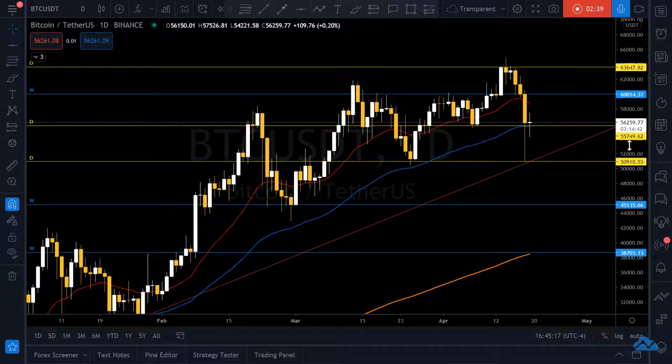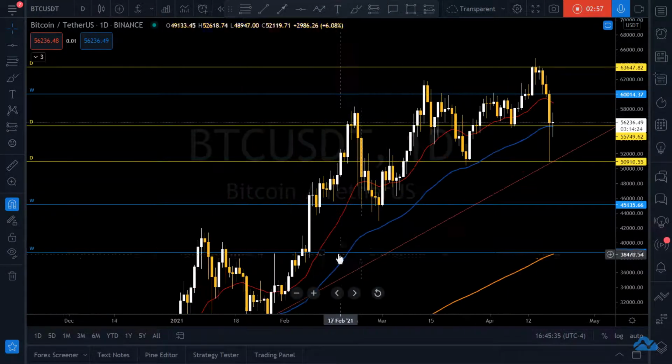Right here at 55,749. See how many times price interacted here, closed and opened there. And one more at 50,910 here, here, here. It's very obvious. Okay, those are my levels.